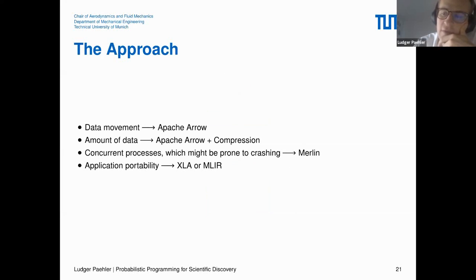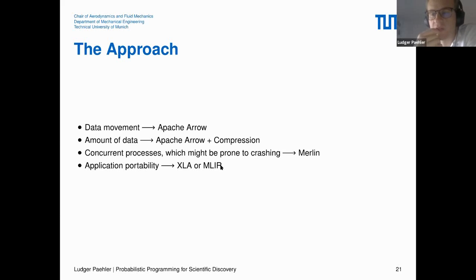So if you think in terms of data movement, which is a massive problem, Apache Arrow is a good shout out. They're really beginning to hit their stride there, and we already use part of Apache Arrow for our applications. For the amount of data, Apache Arrow and compression, the combination there is often necessary. Managing a very large number of processes, Merlin, and then portability, XLA.